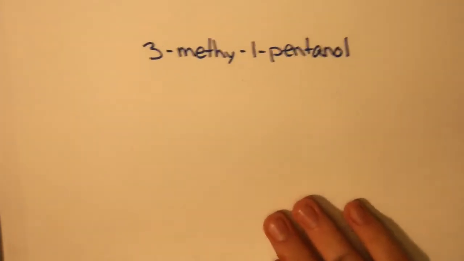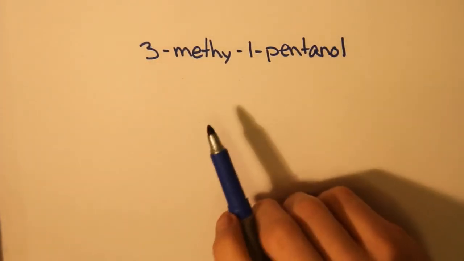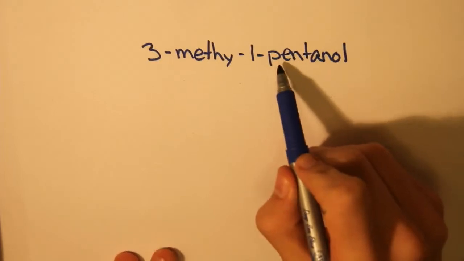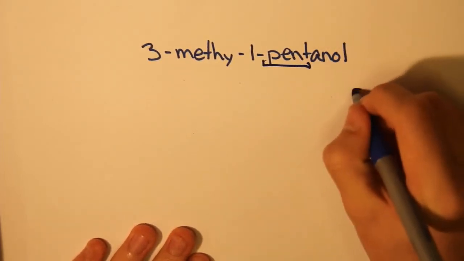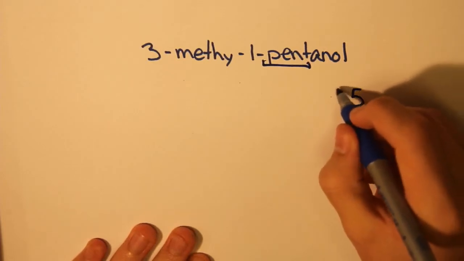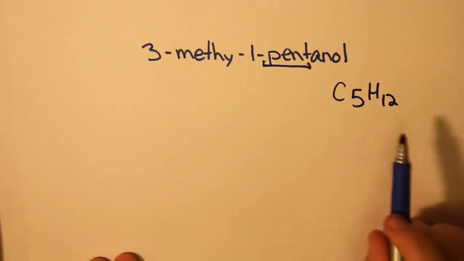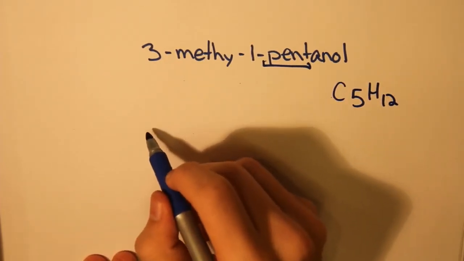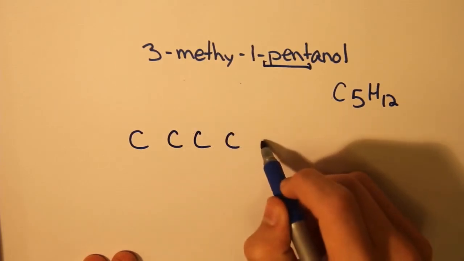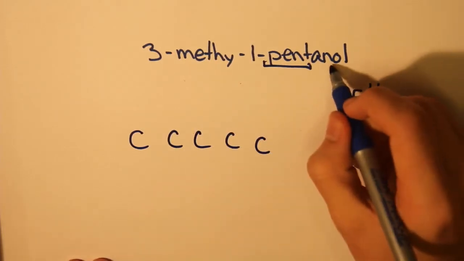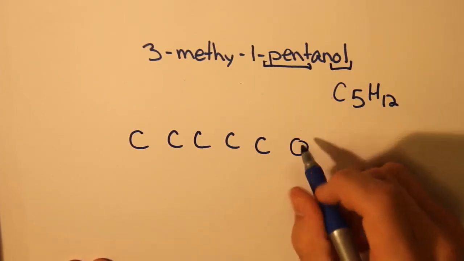Okay, so we're going to check out this 3-methyl-1-pentanol. So we're going to dive in right away and look at this. Pent means that there will be 5 carbons and then 12 H's. So we'll have that already written out. So we'll put them in 1, 2, 3, 4, 5. But this here, just like the last one, shows it's an alcohol. So we gotta throw in another O right here.